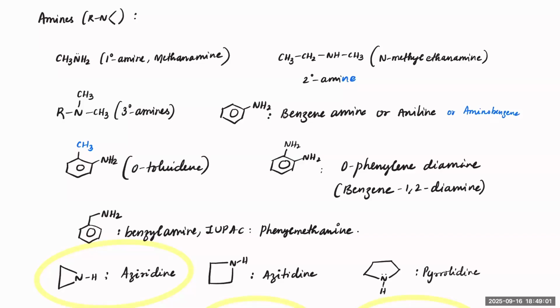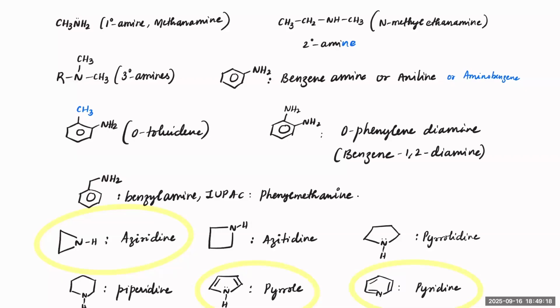Next, if the amine is directly connected to benzene, then we call it aniline, aminobenzene, or benzenamine. These are the words that are to be used. And if you have aniline with a methyl group on it, it is called o-toluidine. If you have two NH2 groups, it is called o-phenylenediamine or benzene-1,2-diamine.